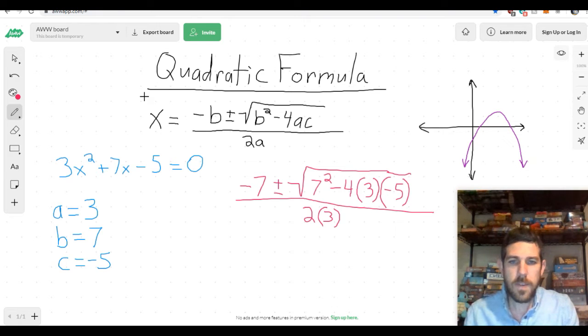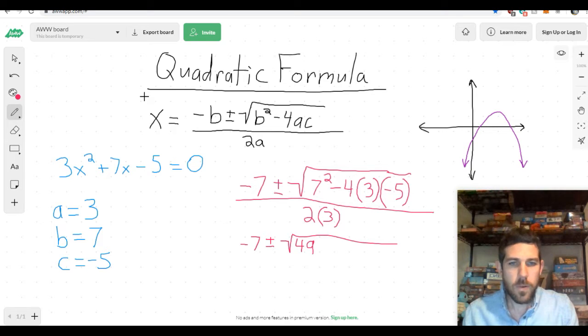Now that I have the whole formula plugged in, let's use the order of operations to get the answer. Negative 7 just hangs out in the front. We can't do anything with that just yet. Order of operations tells us to do stuff inside of the square root first. Let's go for that square root. 7 squared is going to give us 49.